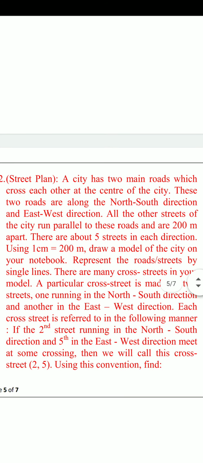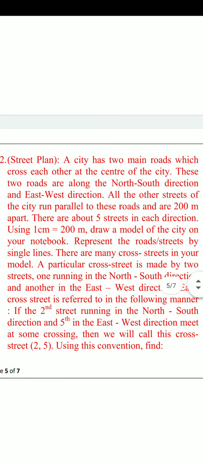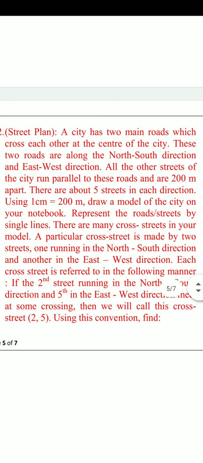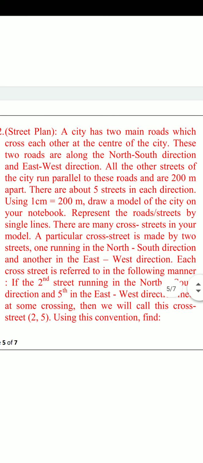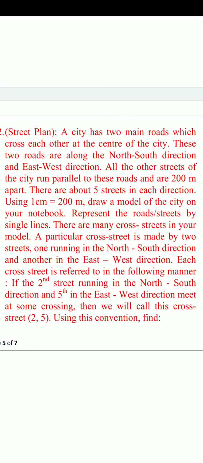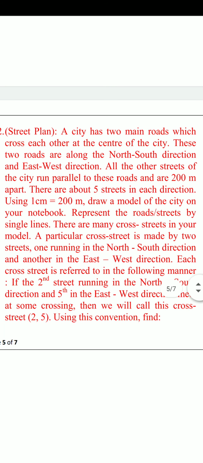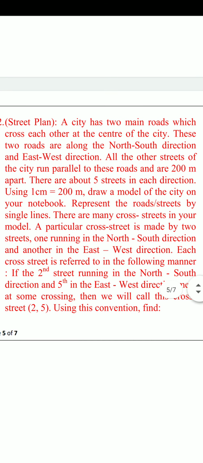Now all the other streets of the city run parallel to these roads, 200 meters apart. There are about 5 streets in each direction, using 1 centimeter equal to 200 meter. To plot the map, we have to use this measurement: in place of 200 meter we use 1 centimeter. Draw a model of the city in your notebook. Represent each road or street by a single line.